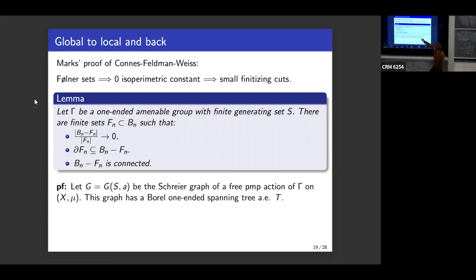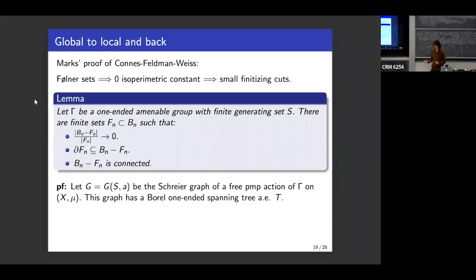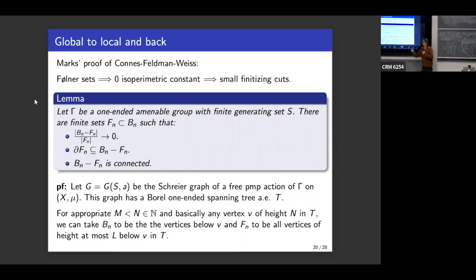By these results I mentioned before, we already know this thing has a one-ended spanning tree. And then we're going to do some probabilistic arguments to try to build these corner sets coming from the one-ended spanning tree itself. So if you give me big enough n, then the argument will be that basically any vertex I pick of type n in the tree, we can take that to be one of my bn's, and we can take the things at the level below it to be my fn's, and then more or less here.